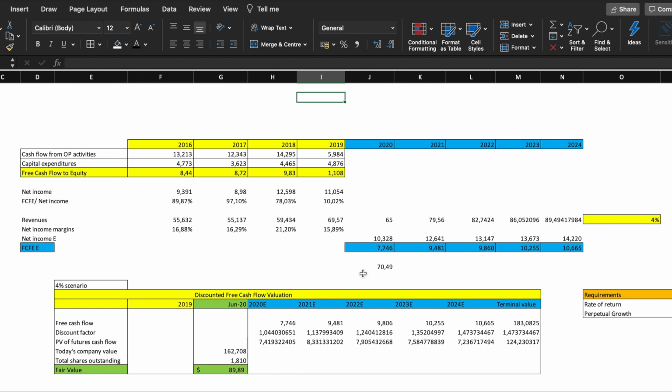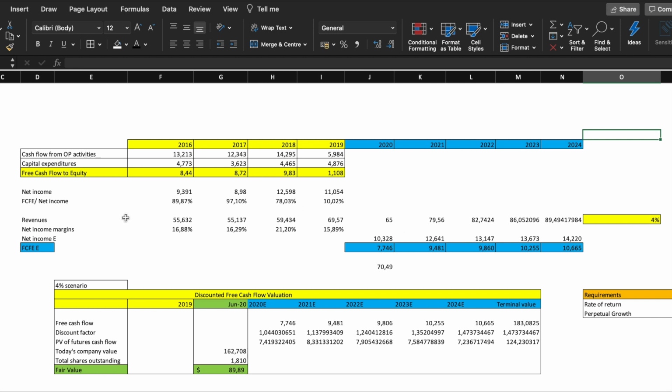Now, to be conservative, I took the smaller one, 15.89%. And now we have the new estimates of revenues, and we multiply those numbers by 15.89%. Okay, and we get the estimated net incomes for the next 5 years. Great. Now we have to find free cash flow to equity.